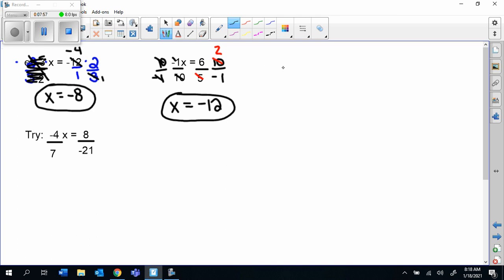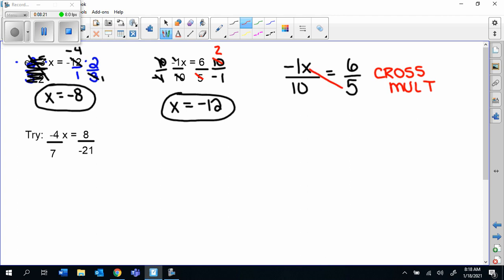Another option, a lot of times when it's fraction equals fraction with an x, if I write this like this, if you recall from some prior math class, there's a little thing here called cross multiply. Cross multiply is not the same thing as cross cancel. And so I'm going to multiply here, and I'm going to multiply here, and that is going to get rid of that fraction for me in one step. So -1 times 5 is -5. Don't forget the x. And 6 times 10 is 60.